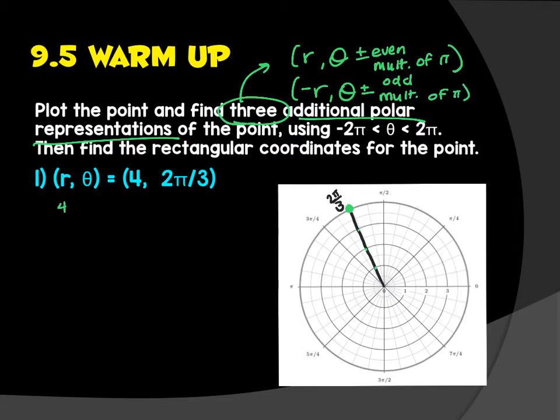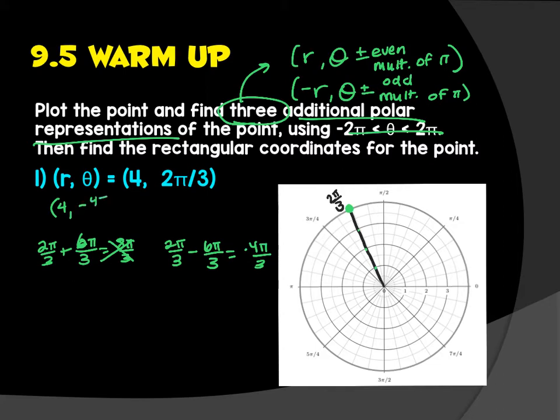So let's go with the even ones. If I take 4 and keep it the way that it is, and then I take 2 pi over 3, and I add 2 pi to it, or 6 pi over 3, I get 8 pi over 3, which is too big for this range, so I can't use it. So I'm going to try 2 pi over 3, subtract 2 pi, which would be 6 pi over 3. And I get negative 4 pi over 3, which is in between negative 2 pi and positive 2 pi. So that's the first coordinate point that works. And you can test it by going negative 4 pi over 3, which would actually be that same angle, going to 4, plotting your point. They should be the same points. So that's the first one.